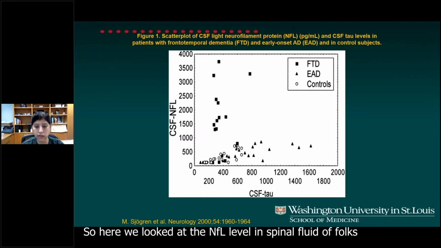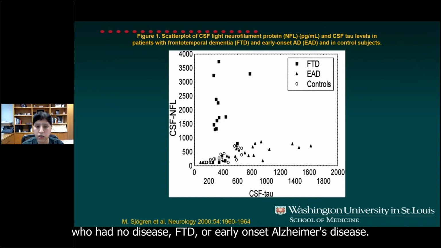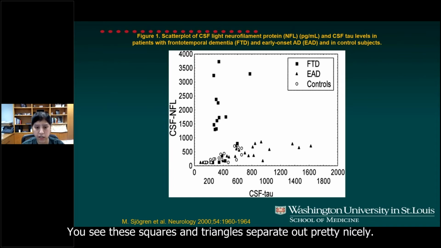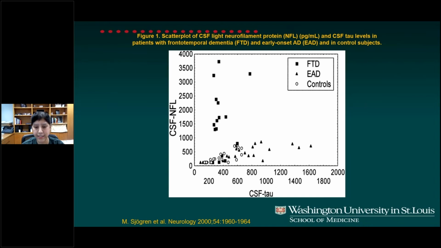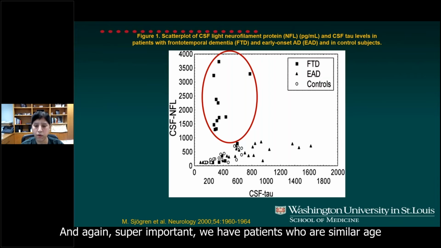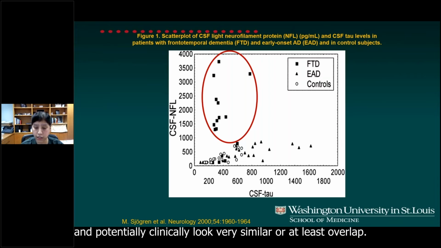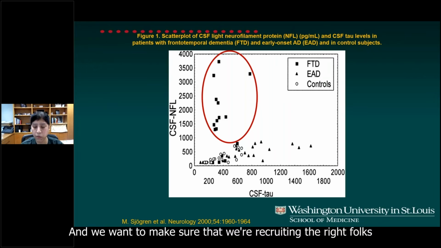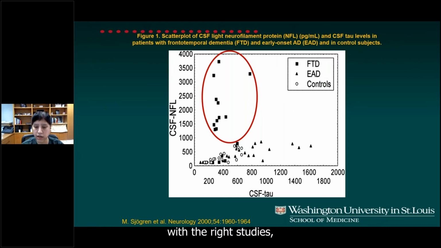So here we looked at the NFL level in spinal fluid of folks who had no disease, FTD, or early onset Alzheimer's disease. And you'll see these squares and triangles separate out pretty nicely. So in this oval here are our FTD folks. So it's really a tool already that helps us separate out the two different populations. And again, super important when we have patients who are of a similar age and potentially clinically look very similar or at least overlap. And we want to make sure that we're recruiting the right folks for the right studies, developing the appropriate therapies that we know moving forward will be addressing the appropriate problem.